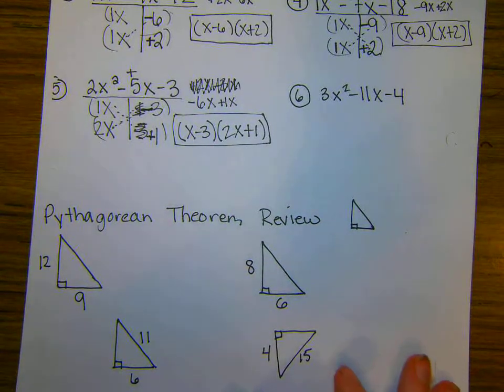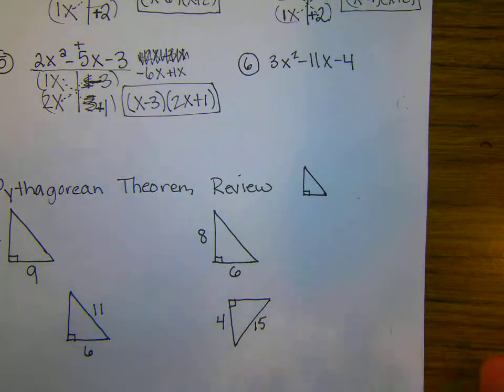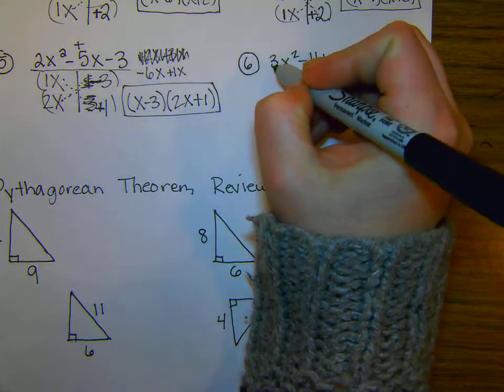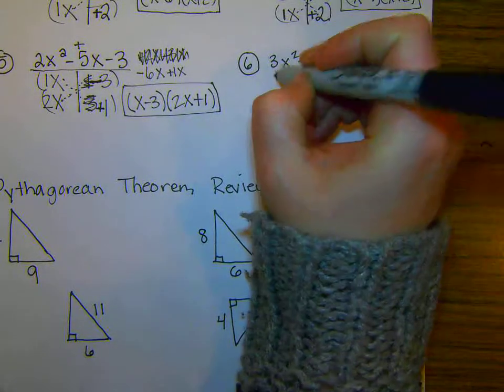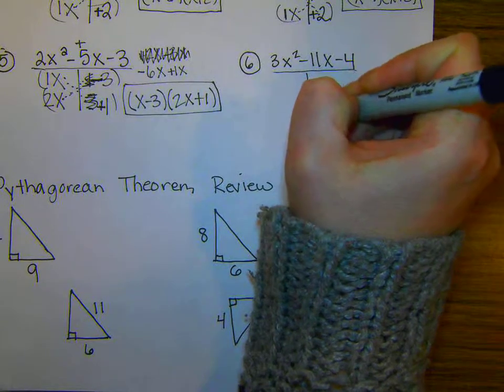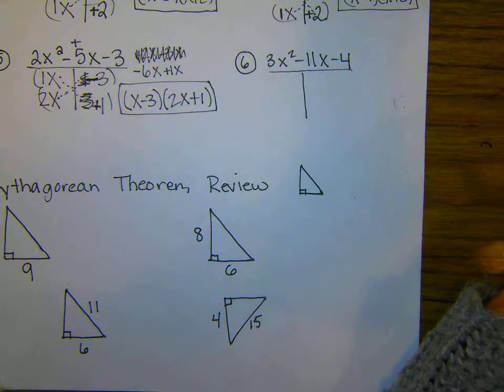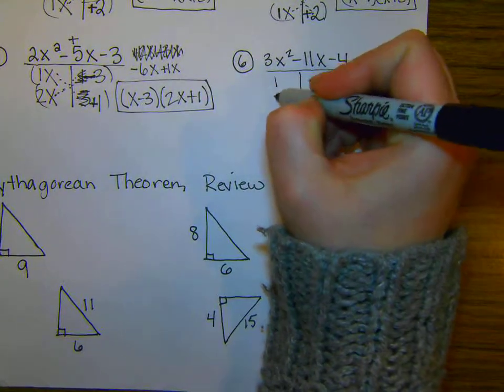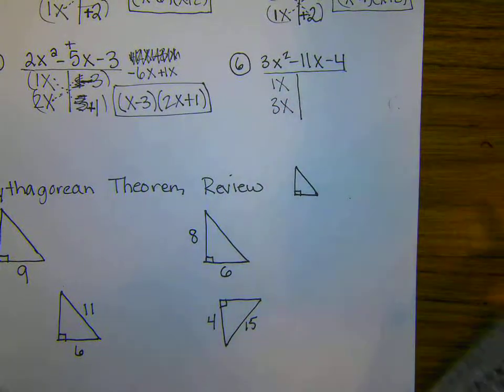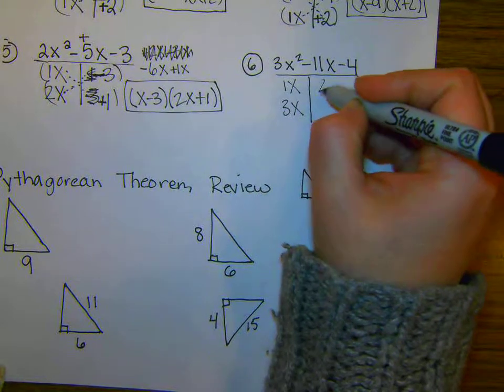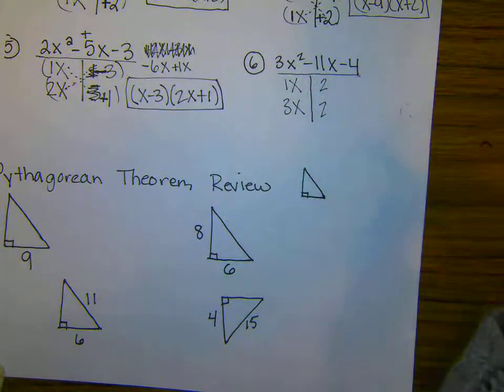Let's look at number 6 here. Okay. Any number that goes into 3, 11, and 4? Nope. So no GCF. So just jump to the T-chart. Numbers that multiply to 3 are 1 and 3. I'll go ahead and put the x's there. Numbers that multiply to 4. Now you could try 2 and 2. Let's try it. I think they're not going to work, but we'll try it.